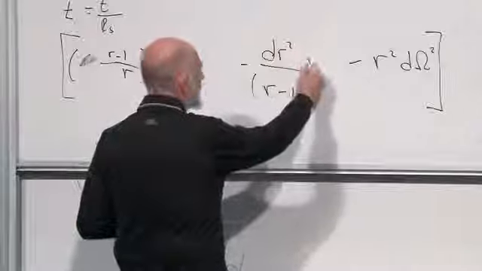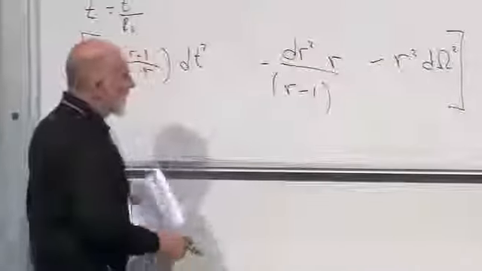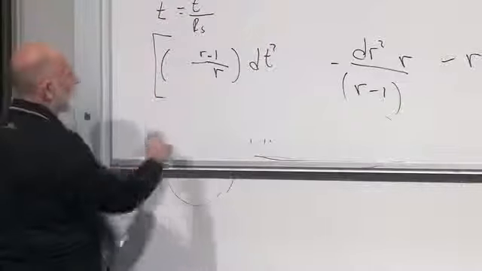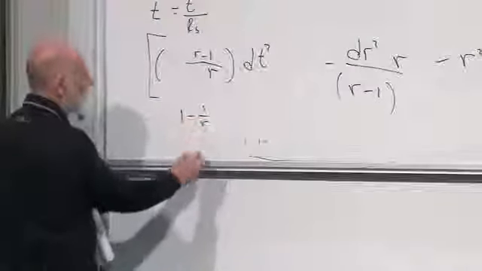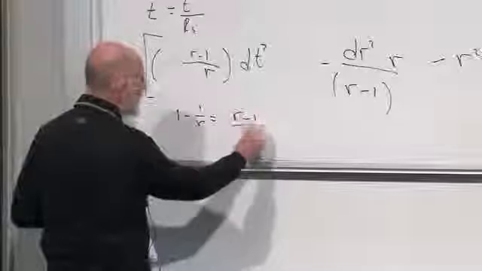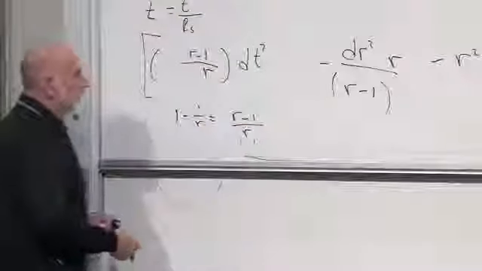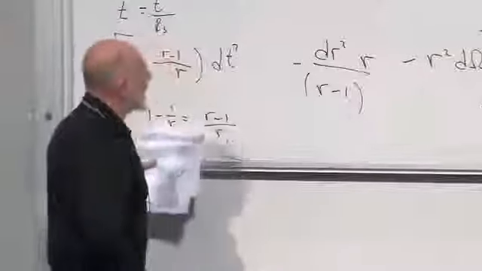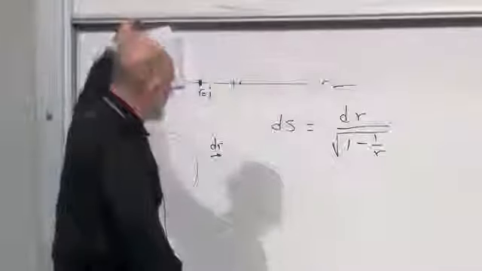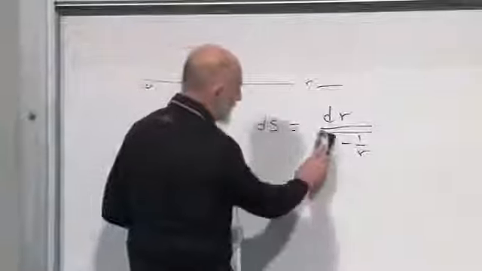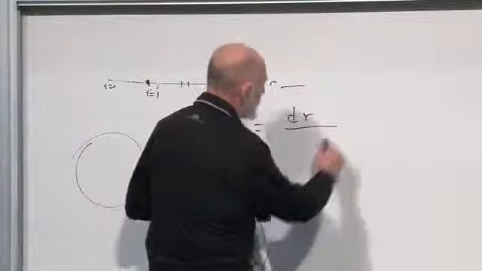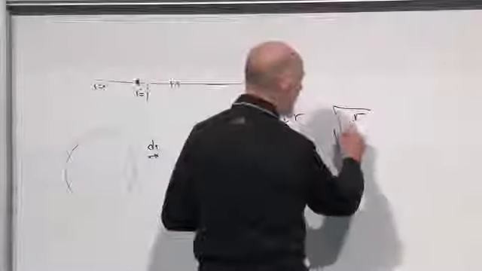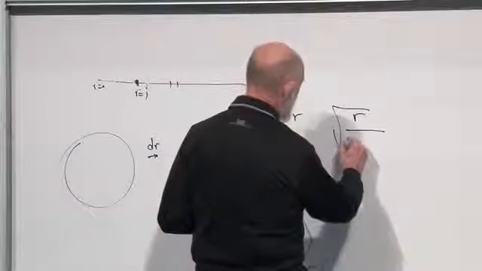R upstairs. Everybody see what I did? I just wrote that 1 minus 1 over r is equal to r minus 1 over r. That's over here, and over here I just turned it upside down. Okay, so now here's my formula. I can just write it a little bit differently. Square root of r times r minus 1.